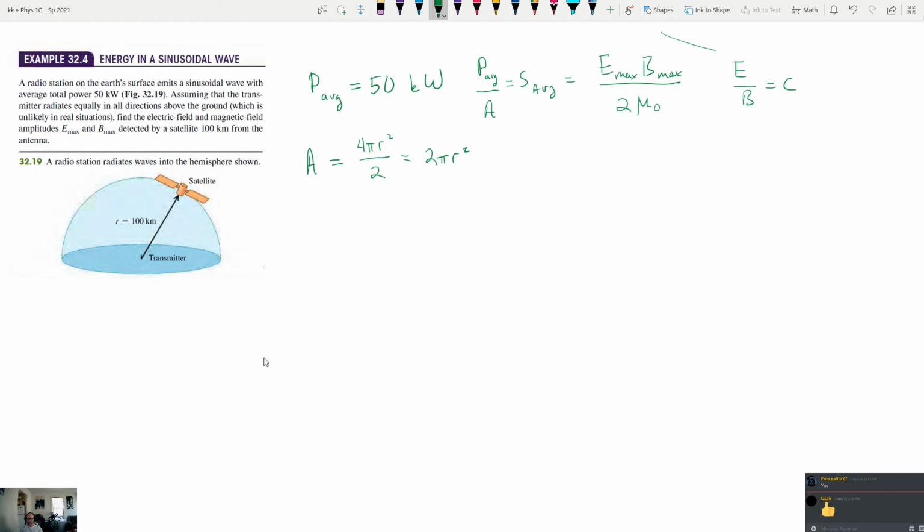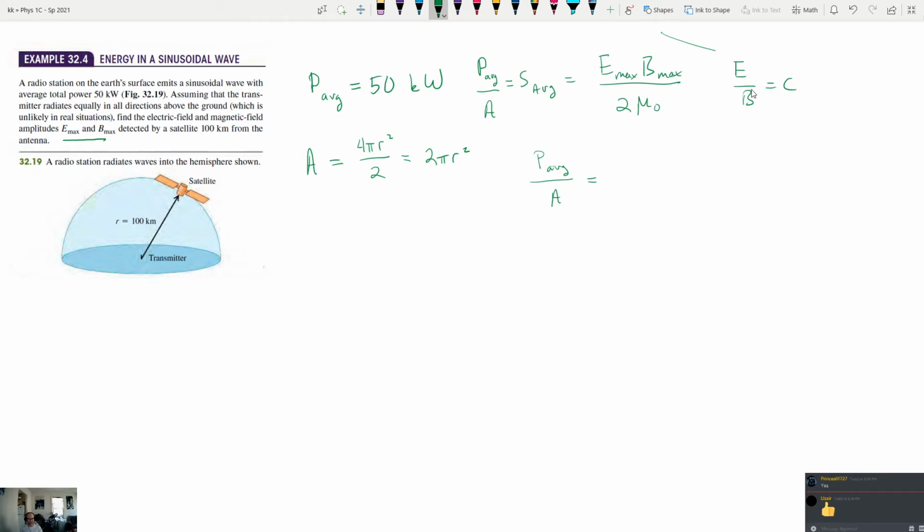And we should now be able to solve for what we want to do. They want us to find the amplitudes of Emax and Bmax detected by a satellite that's 100 kilometers from the antenna. And we should have everything we need here. If we take the average power and divide by area, that's equal to Emax Bmax, but we replace Emax using this equation, or Bmax, doesn't matter which one.